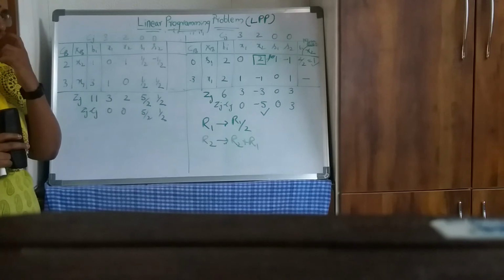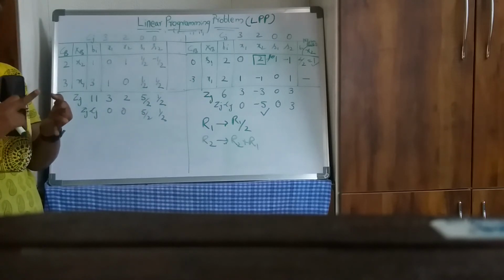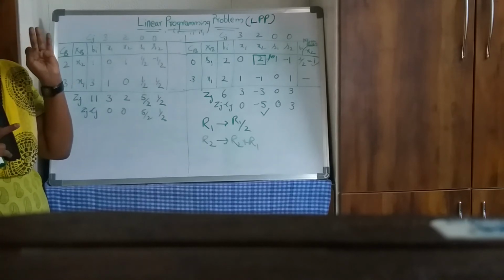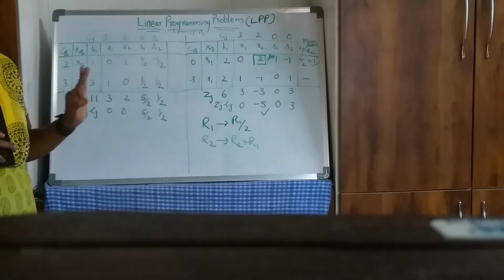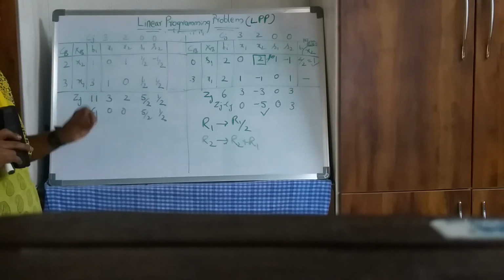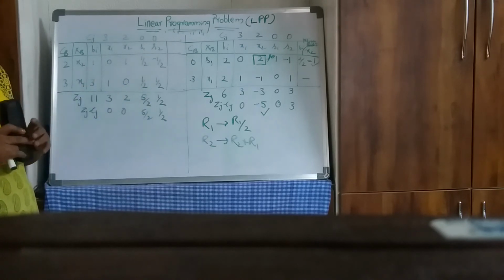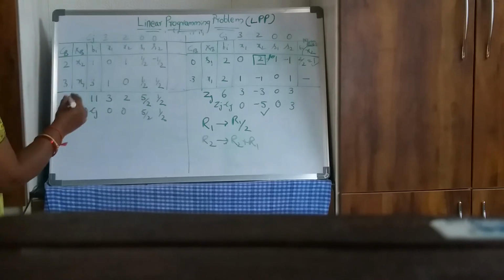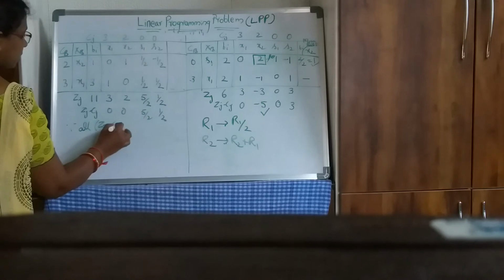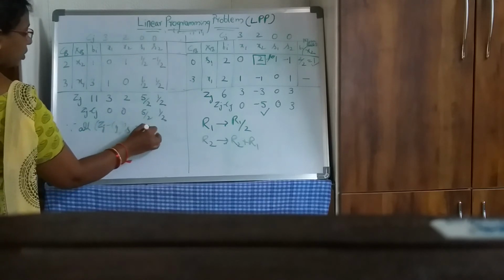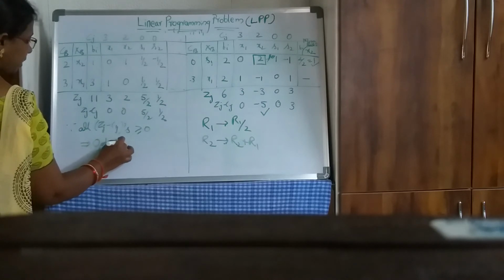Optimum solution means what? A solution which satisfies the objective function, constraints and non-negative restriction. All these three should be satisfied. Only then is that solution called an optimum solution. So in the simplex method, when will you get an optimum solution? When all the net evaluations, that is Zj minus Cjs, are greater than or equal to 0. So here I will write: since all Zj minus Cjs are greater than or equal to 0, the optimum solution is obtained.